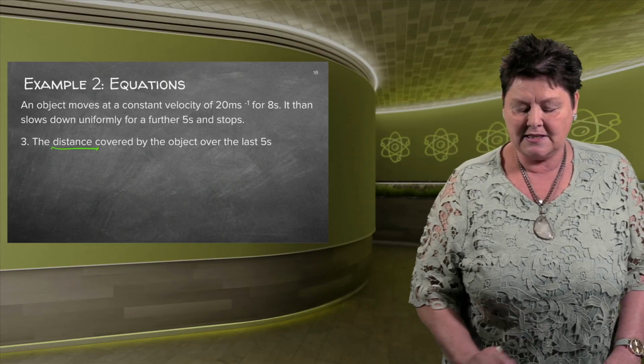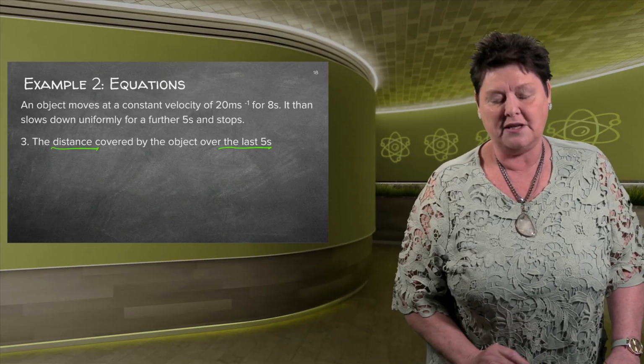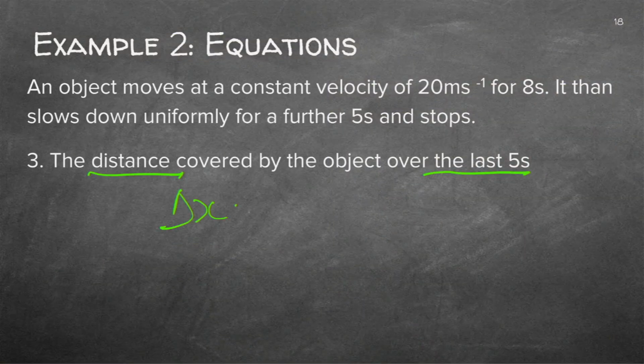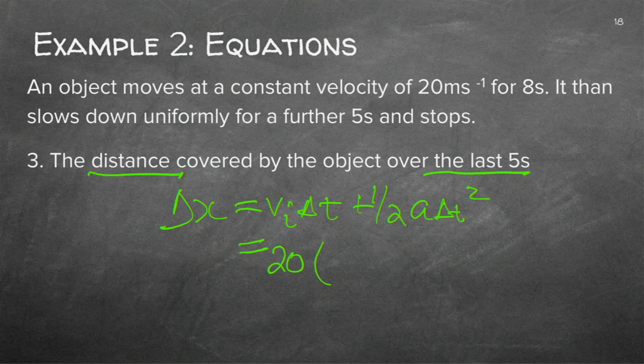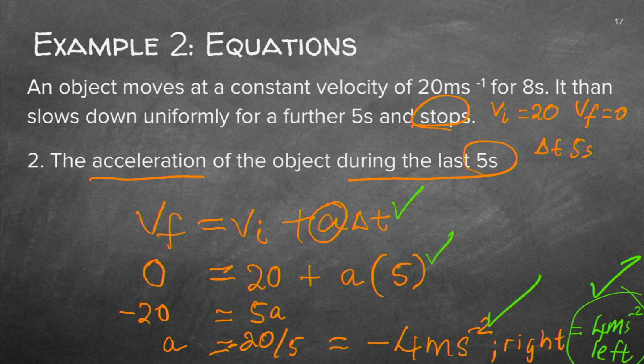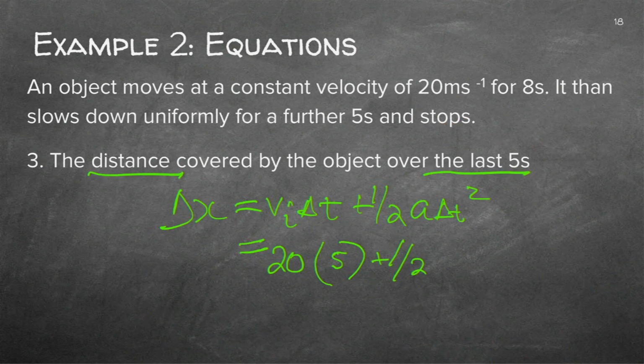The distance in the last 5 seconds. Delta x equals vi delta t plus a half a delta t square. It started with 20 and I'm now working with 5 seconds, and the acceleration that I worked out was, what did we do in this one? It was minus 4. So now we can just say minus 4 and it's 5 square.